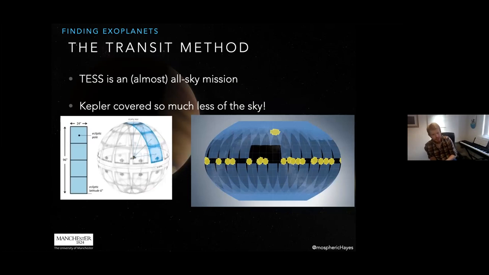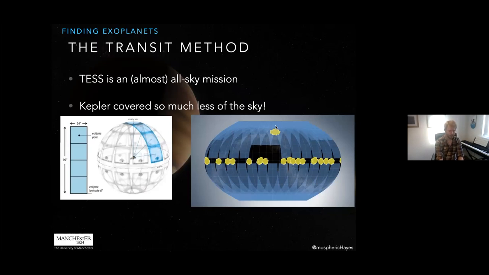So TESS, and the reason it's so exciting, is that TESS is going to look at pretty much the entire sky. On the right here, I have a comparison of where TESS is looking, which is all the blue bits, and this little yellow patch up here is the original Kepler mission. Kepler found about 2,000 planets in that area. TESS is going to find somewhere between, depending on who you ask, 20 and 200,000 planets.